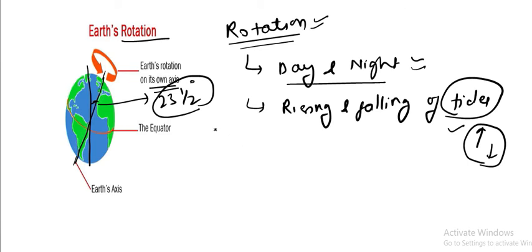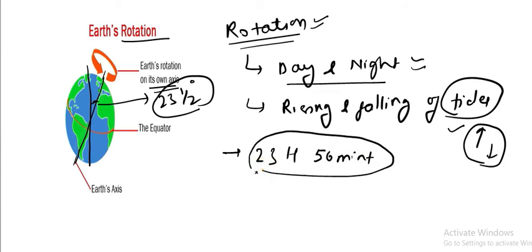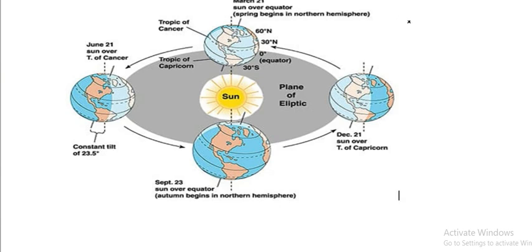For one complete rotation, the time taken by the earth is about 23 hours and 56 minutes. So it is not 24 hours, but 23 hours 56 minutes is the time taken by the earth to make one complete rotation, and one complete rotation equals one complete day. So a day is of 23 hours and 56 minutes and not of 24 hours, right? Now we will discuss the revolution.